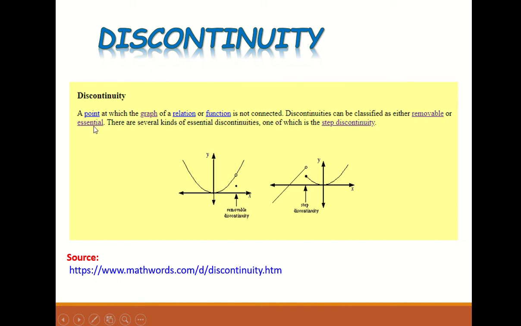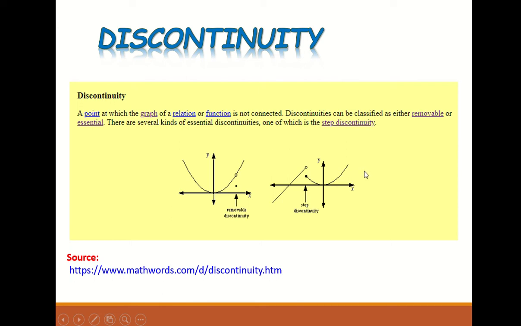Last time we talked about removable and essential discontinuities, but we have no details yet on the essential. So we are going to discuss more about essential discontinuities in this session. There are several kinds of essential discontinuities, one of which is the step discontinuity. Like in this graph here, it's an example of step discontinuity.